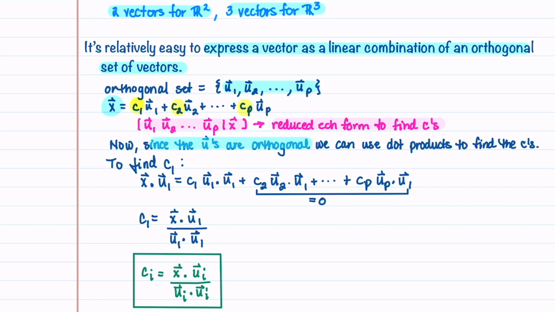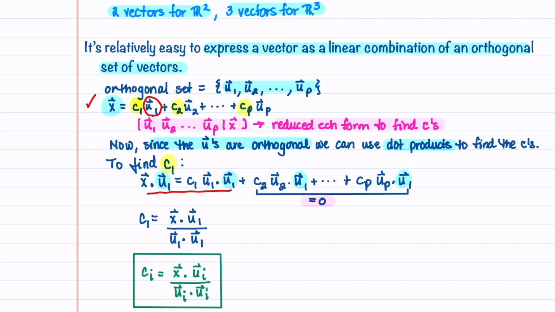Since the U's are orthogonal, we can now use dot products to find the C's. Let me show you how this is done, and we'll find C1. What we're going to do is look at this equation, take every vector in that equation, and dot it with U1. We're choosing to dot it with U1 because U1 is multiplied by C1. Every term in this equation, we're dotting with U1. Since U1 is orthogonal to U2, U3, all the way up through UP, all of these are going to be equal to 0. This just leaves these terms.